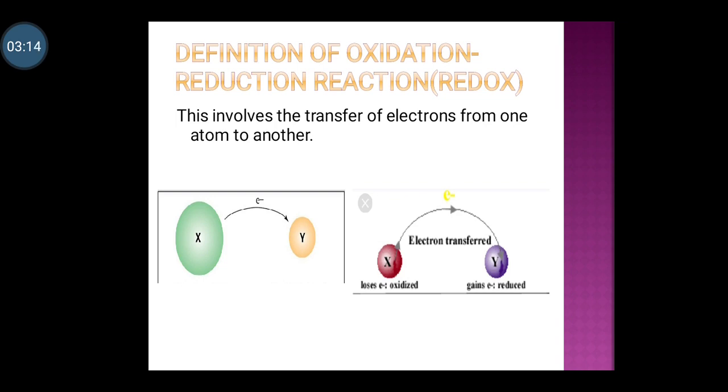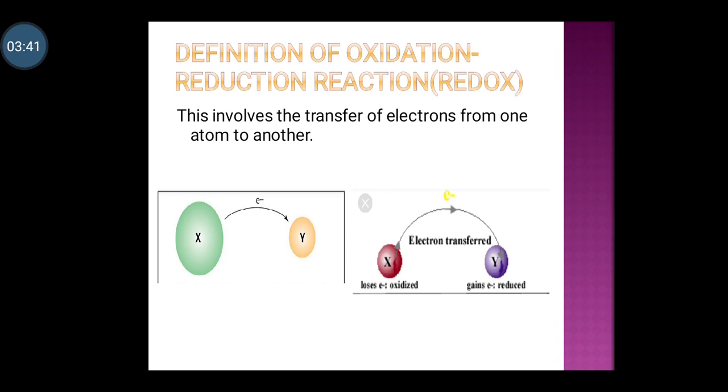Many important redox reactions happen in water, but not all redox reactions occur in aqueous solution. Although many important redox reactions occur in water, the combustion reactions in the presence of oxygen take place in air.